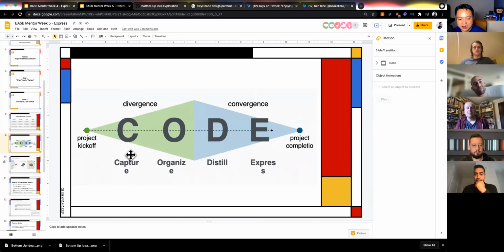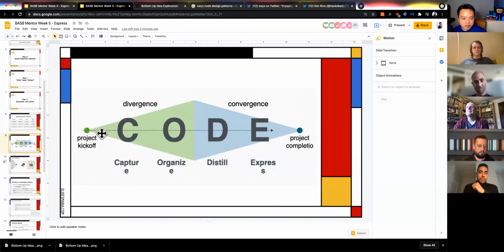We define what it means to capture, what the capture habit is, and how we focus on 12 favorite problems. We define what it means to organize with the PARA system. And then we try to emphasize converging as well, with distilling, progressive summarization, and then expressing with intermediate packets. And then we defined a little bit last week on project completion as well as project kickoff this week.